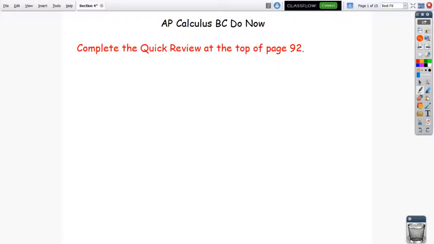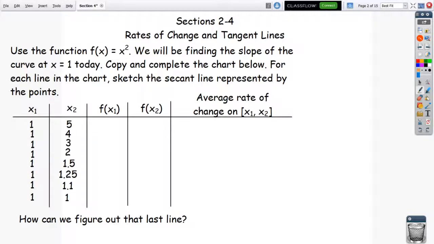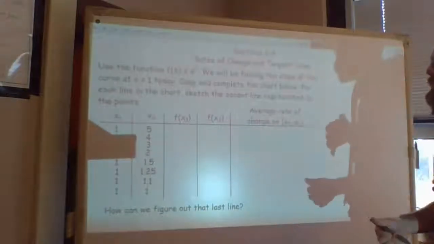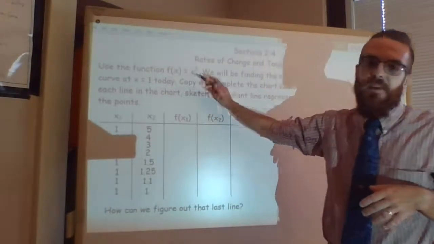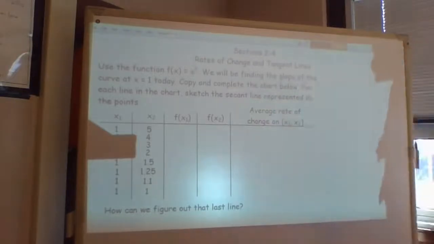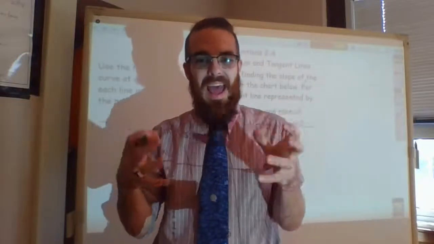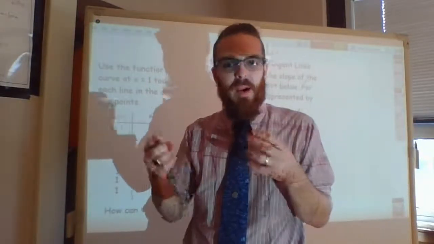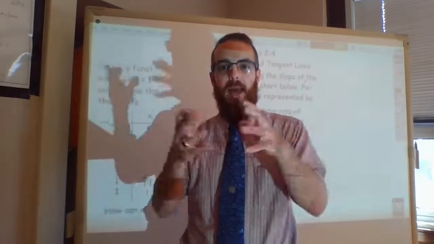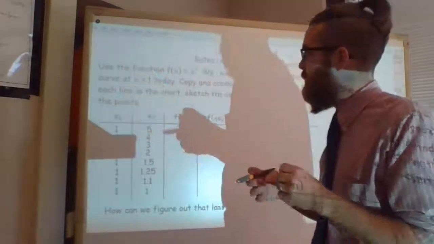So we're going to get started today on what we call rates of change and tangent lines, section 2.4. You're probably going to want to put this in your notes. There are some really kind of weird setups to this particular activity that I want you guys to do. You're going to be using the function f of x equals x squared, and we'll be finding the slope of the curve at x equals 1. So that's kind of weird. It's the slope of the curve at one particular point. Up until now, we've only ever found the slope between 2 points. We're finding the slope at a point.